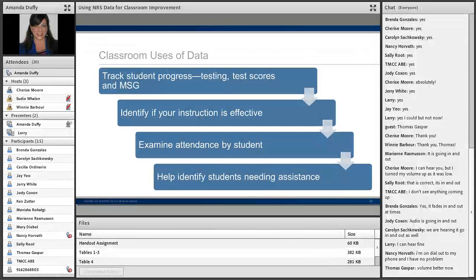Can do is to track individual student progress with your data. Has everyone who needs testing received testing? Have they received their pre-test? Is it time for them to take their post-test? Do they have sufficient amount of time in the classroom and receiving instruction to achieve an MSG, a measurable skill gain? You can also use the data to share testing results with students individually.